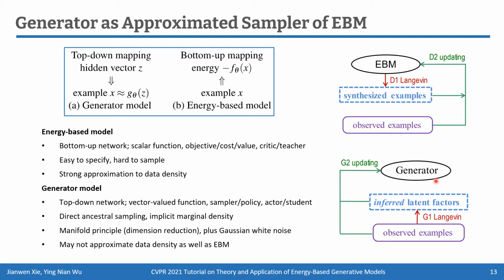And in learning the generator model, you also need an inner loop to infer the latent factors in this hidden vector Z. And you can use Langevin dynamics for posterior sampling. And after you infer this hidden Z, you can then learn this top-down network as a matter of least squares regression. That is, you want to let G generate examples close to the observed examples by transforming this inferred hidden vector Z.